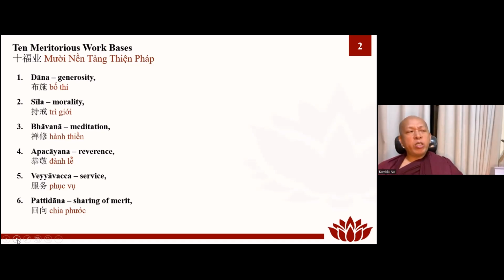So in this case also we have to understand, as we have explained before in dana, without any expectations, without expecting any gain or fame or any reputation. If we do service, volunteer work, this is called veyyavacca. We must have pure minds, freedom of mind. We just wish to work for them, just work for it. This is called veyyavacca. Then six is pattidana, sharing of merits.